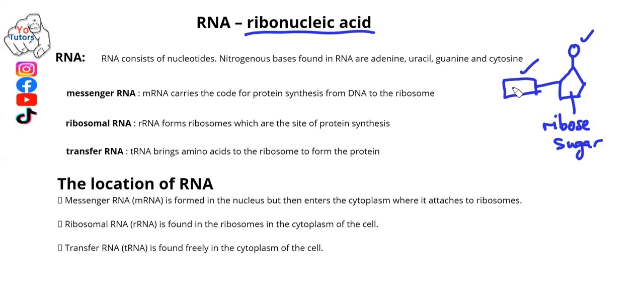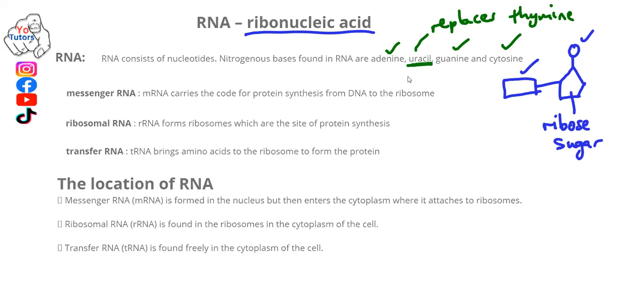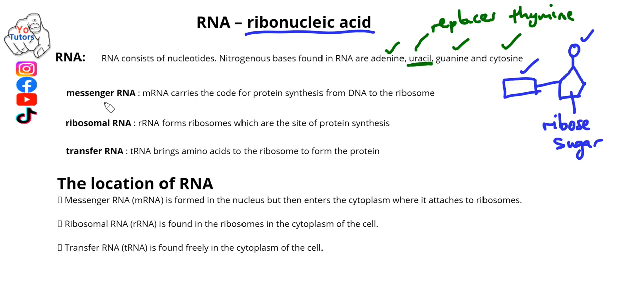But there's something also special about RNA, which is one unique base that you will find, and this base we call uracil. So you find the other bases on both RNA and DNA, but uracil replaces thymine in DNA. So in RNA, you find uracil. In DNA, you find thymine. Now let's move on to understand the types of RNA.